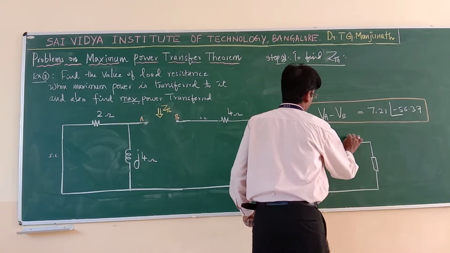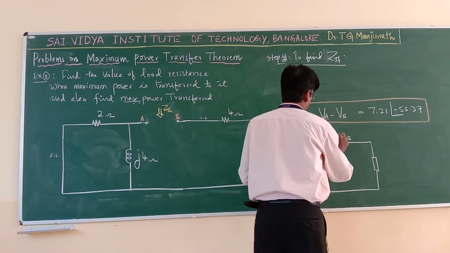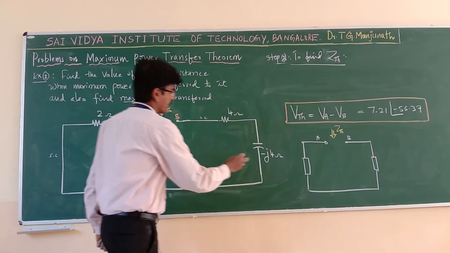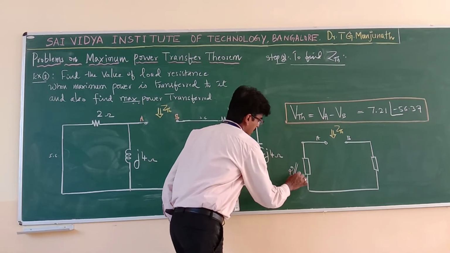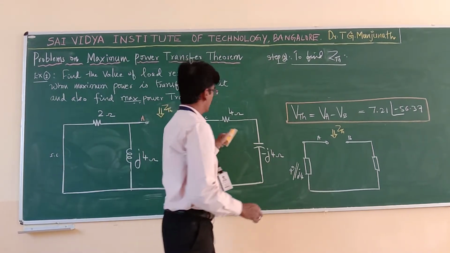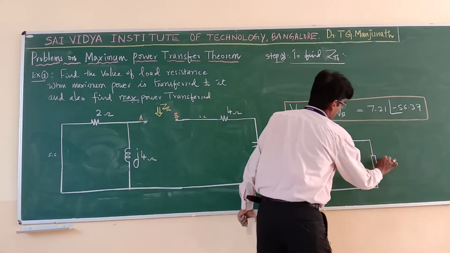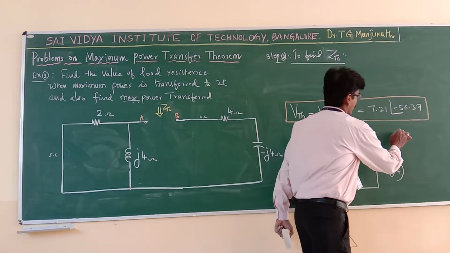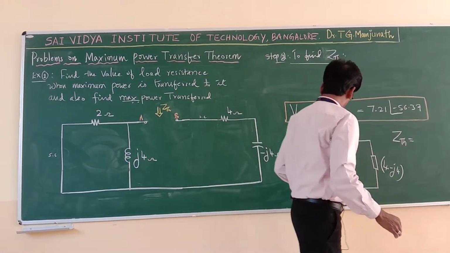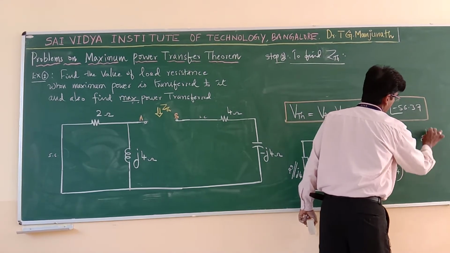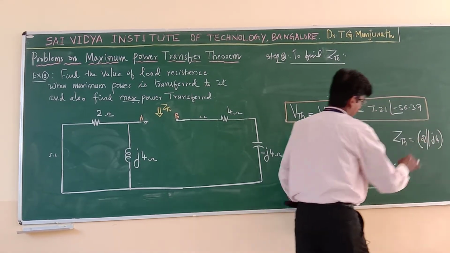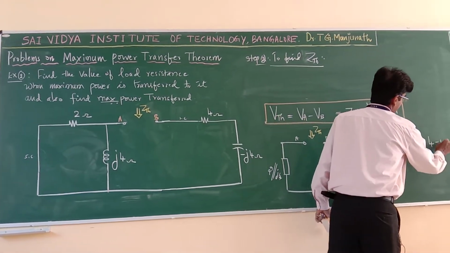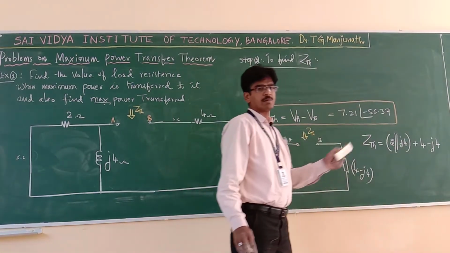This is A, this is B, this is your Z-Thevenin. So these two are in parallel, that is 2 comes in parallel with J4, then these two are in series, that can be written as 4 minus J4. Therefore, what is Z-Thevenin? Z-Thevenin is equal to 2 parallel with J4, again plus 4 minus J4. This is your Z-Thevenin.